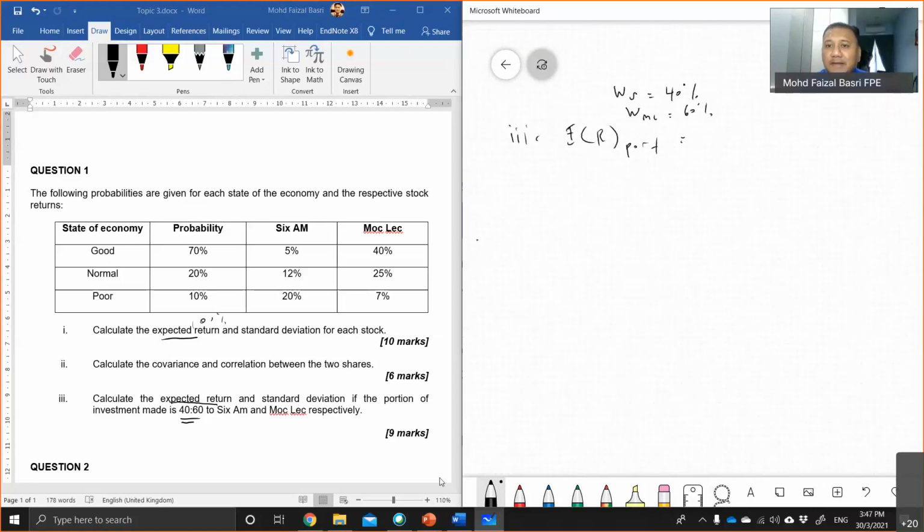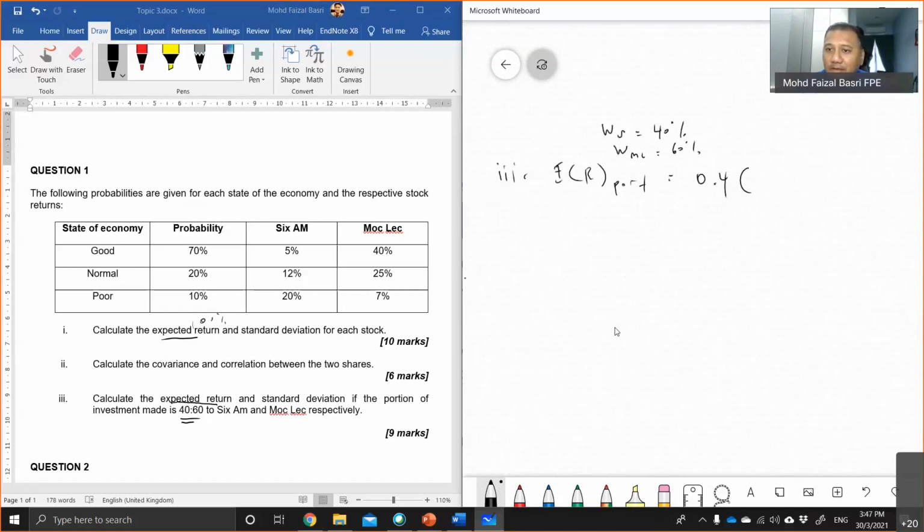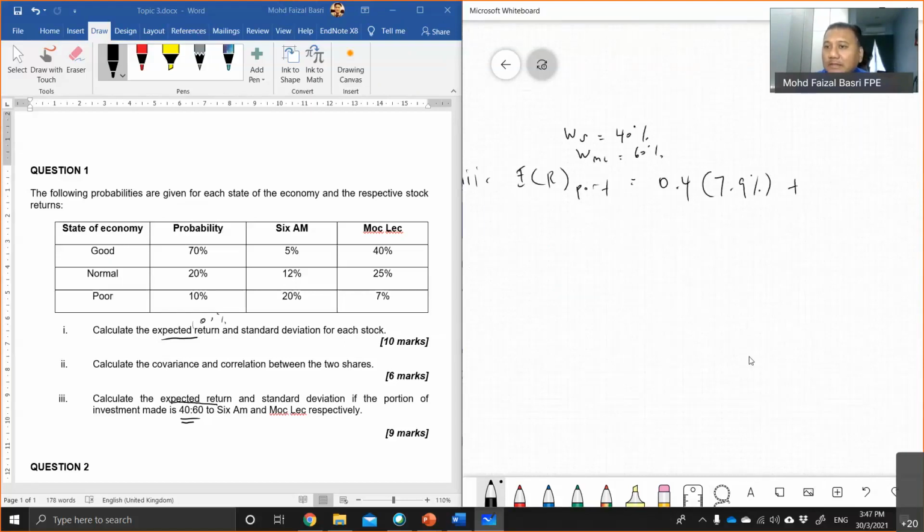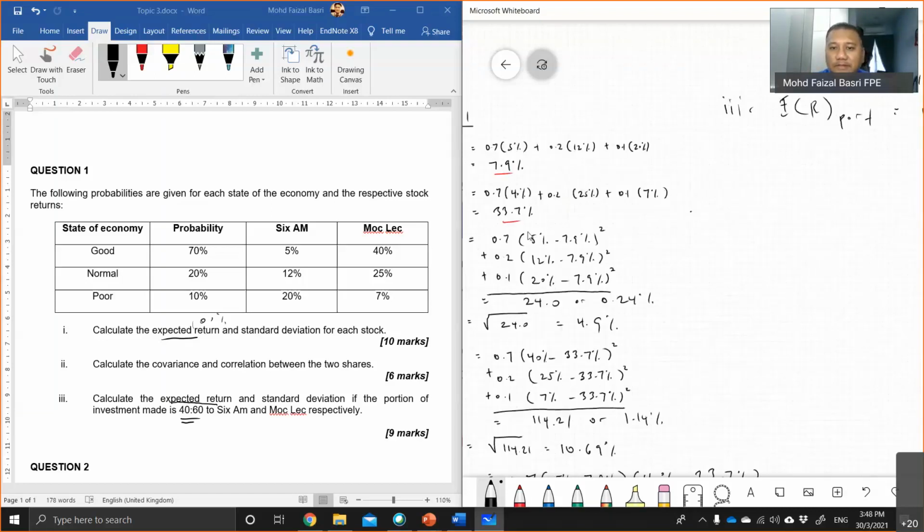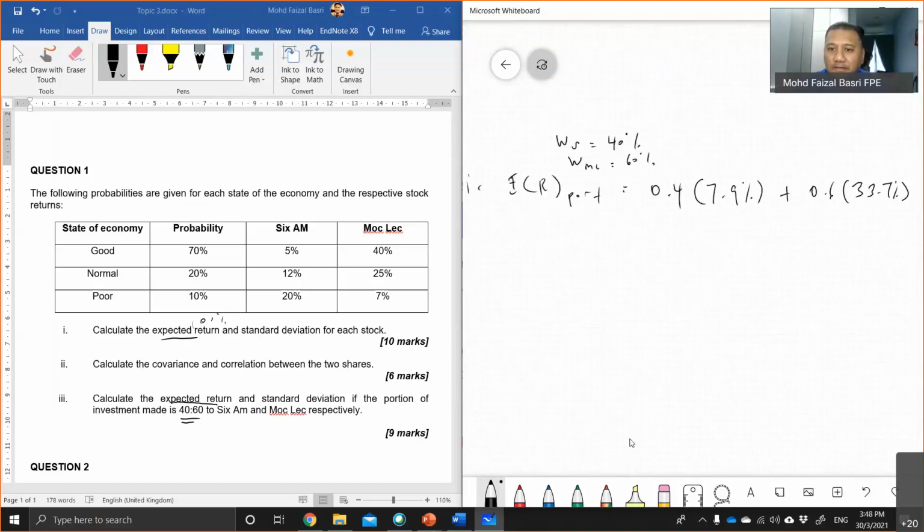So what we need to do, just multiply the weights. So meaning it's 40% for the weight for 6 AM, and we multiply with 7.9%. Okay, then we add with 60%, multiply with 33.7 for ML. And that's it. That's how you find the expected return or the weighted average between the two stocks. 0.4 times 7.9 plus 0.6 times 33.7.